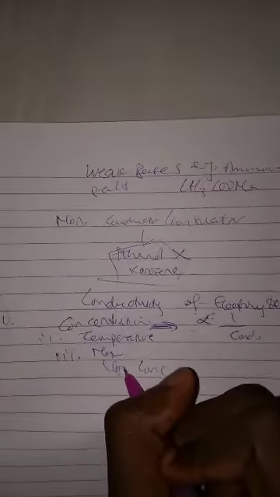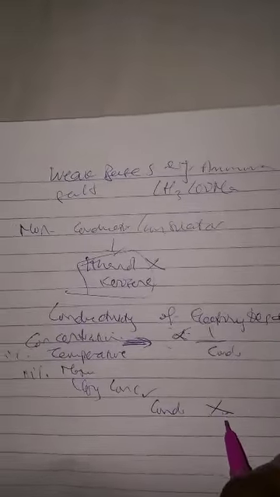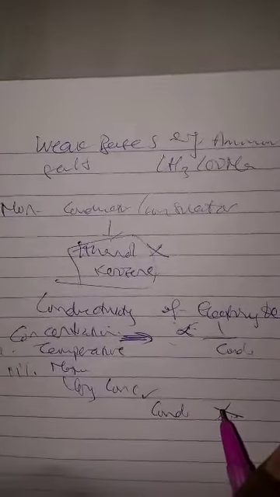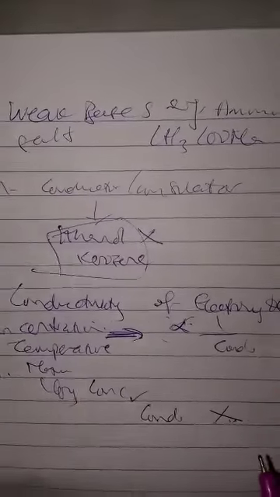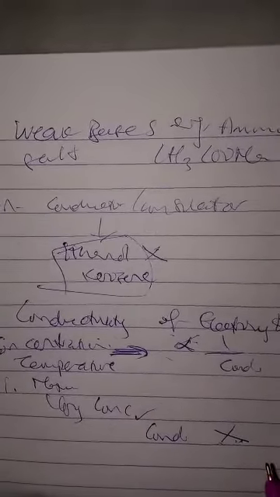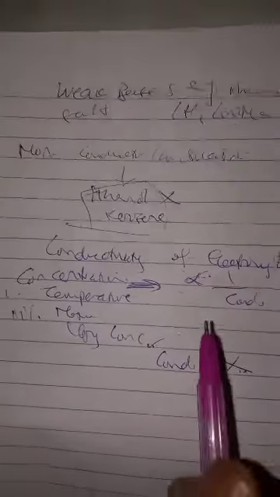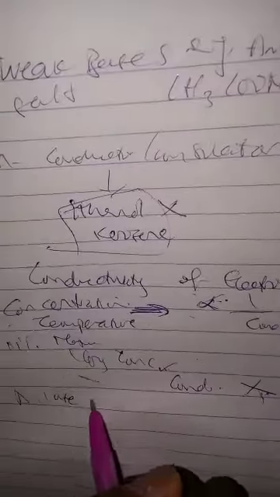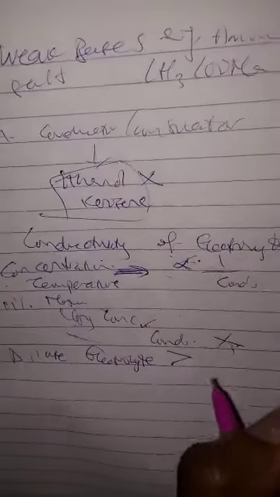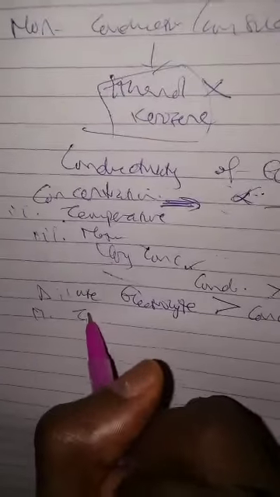If a compound is very concentrated, the conductivity will be low. The reason is that concentrated means water is not enough. The acid is more than the water, or the base is more than the water. Water is responsible for the conduction of electricity in aqueous solution, so if water is lacking, the conductivity will be low. So dilute electrolytes will conduct more than concentrated electrolytes.